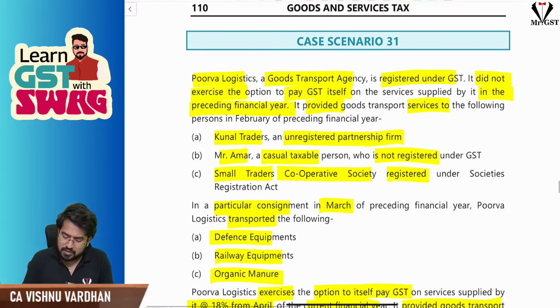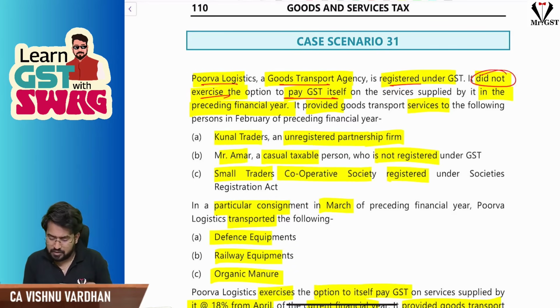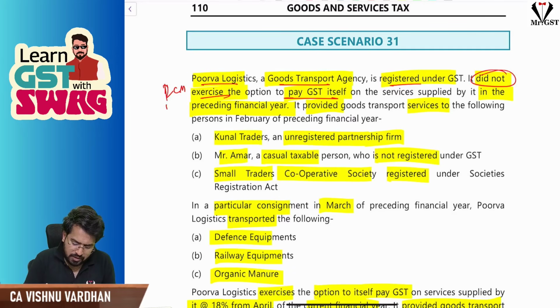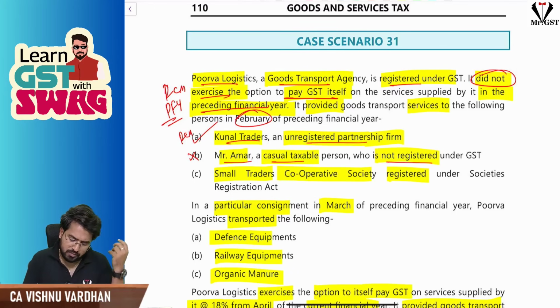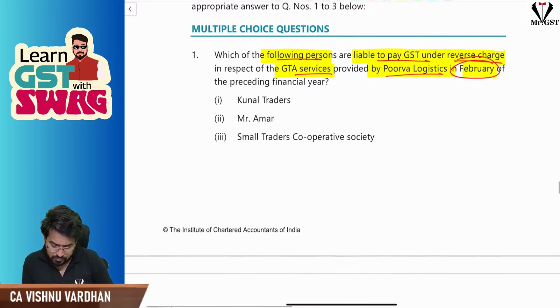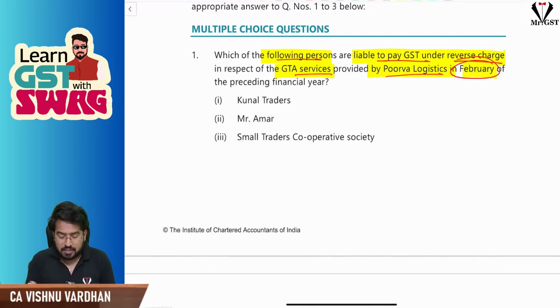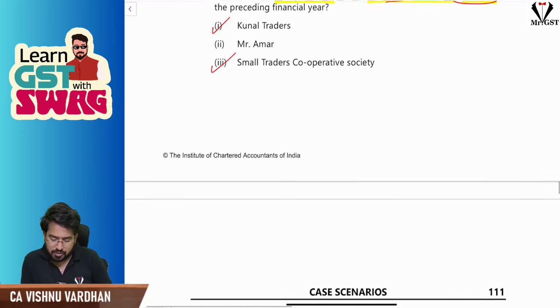Okay. See, this fellow is a GTA registered under GST but did not exercise the option to pay tax itself. That means they are under RCM in the preceding financial year. In the preceding financial year, Feb month, they provided services to Kunal Traders, an unregistered partnership firm. So this is RCM. Amar, a casual taxable person not registered, so this is not RCM. Hence it is exempt, not a specified fellow. Small Traders Cooperative Society registered under the Societies Registration Act, RCM. So if you see the first question, who are liable to pay GST under RCM? Kunal Traders and Small Traders Cooperative Society, 1 and 3.